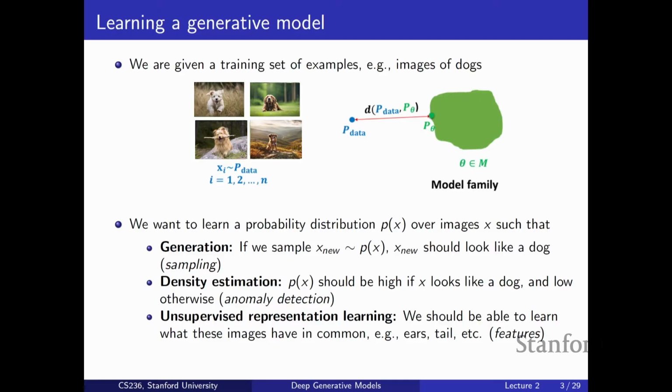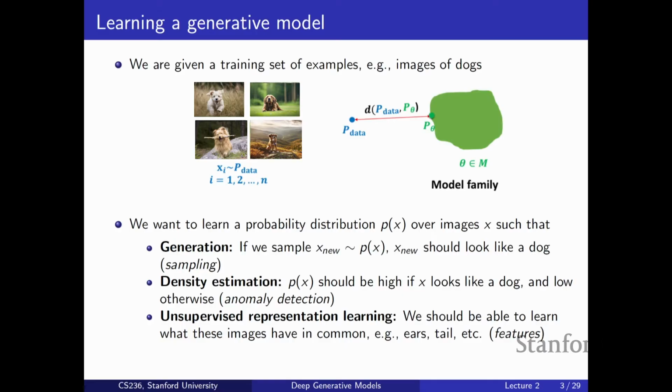And so implicitly by training these models, perhaps on large quantities of unlabeled data, you end up learning the structure of the data. You end up learning what all these data points have in common. You end up learning what the axes of variation of this data set are. And this is useful because it allows you to, for example, discover features in an unsupervised way.